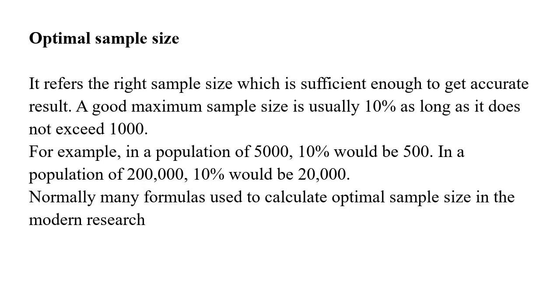For example, in a population of 5000, 10% would be 500. In a population of 2 lakh, 10% would be 20,000. Normally, the optimal sample size is calculated by using some formula in modern business research.